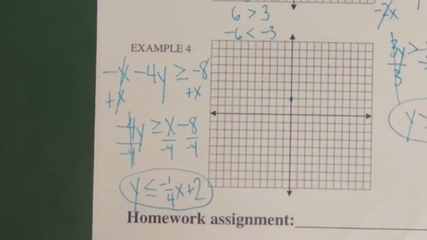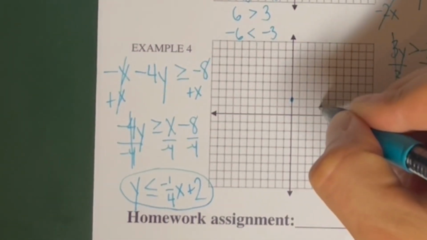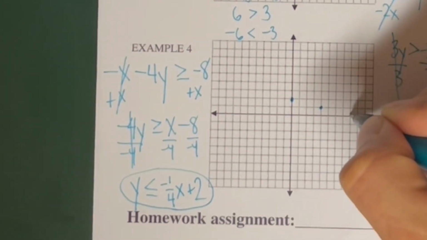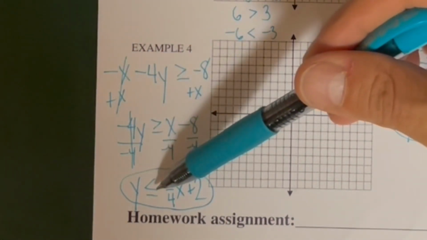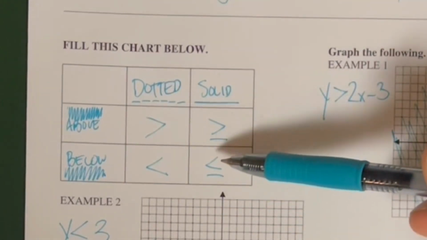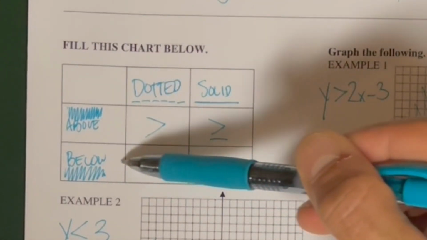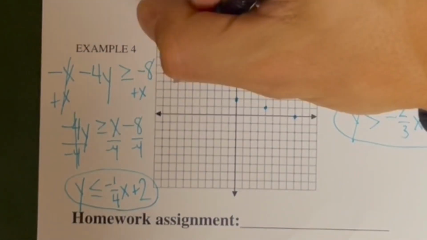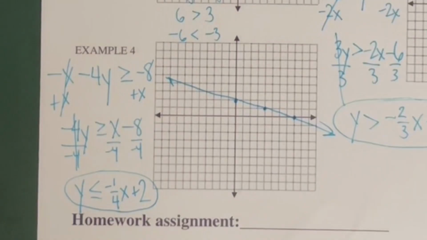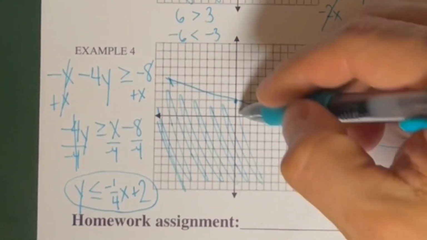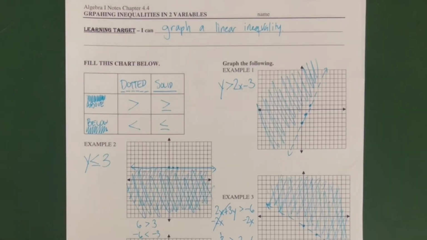My slope is negative 1/4. So from this point, I'm going to go down 1, right 4, put a point, down 1, right 4, put a point. I can go back up to my chart. I say I have less than or equal to, and less than or equal to is here, which is going to be a solid line, and I'm going to shade below. So I'm just going to draw a solid line through my 3 points, which is going to look something like this. And I'm just going to shade below all of the line, and we are going to go through here like that.